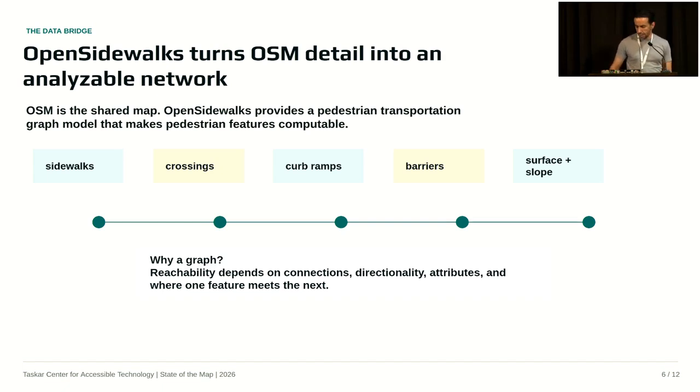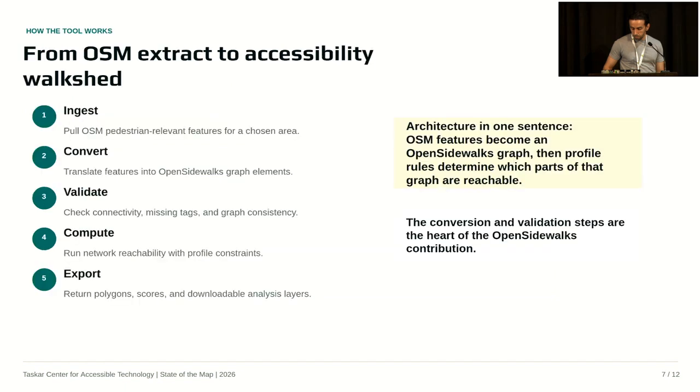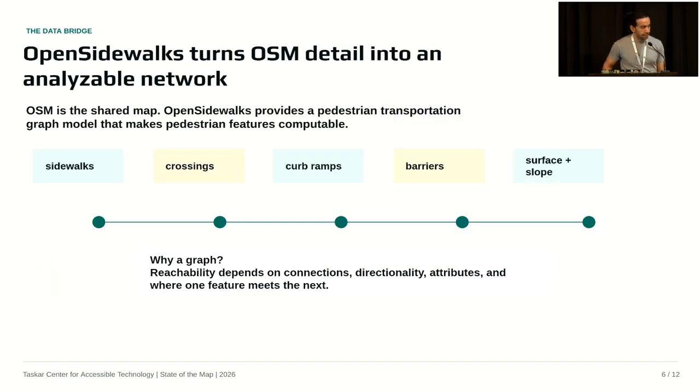So we have here an example of what kind of OpenStreetMap tags, or I should call them entities, we have in our schema. Things like sidewalks, crossings, ramps, barriers, and surface and slope tags. And obviously, I feel like this is obvious to state at this point, the importance of using a graph, and particularly a connected graph, is key to any analysis of this work.